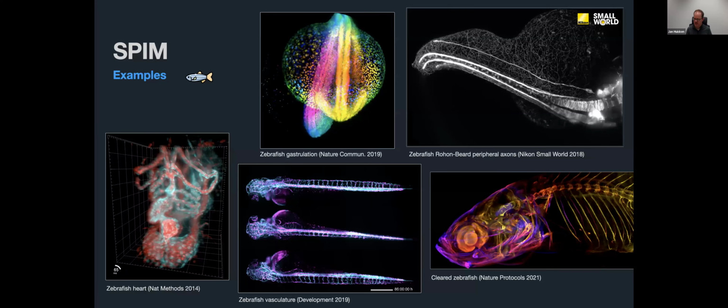And then on the bottom right, this is just a placeholder to also indicate that light sheet microscopy is also ideal if you are imaging cleared specimens.